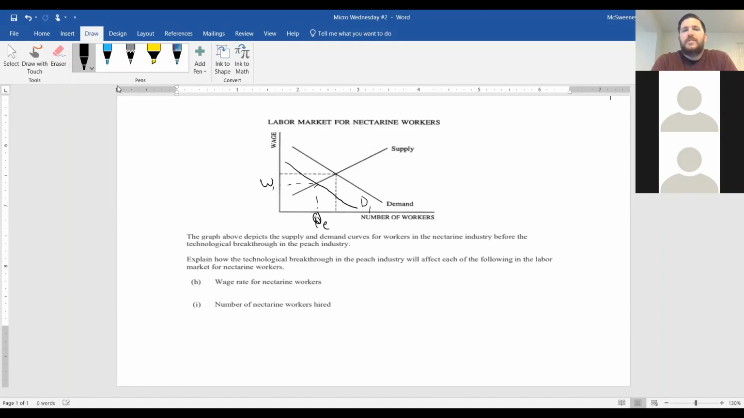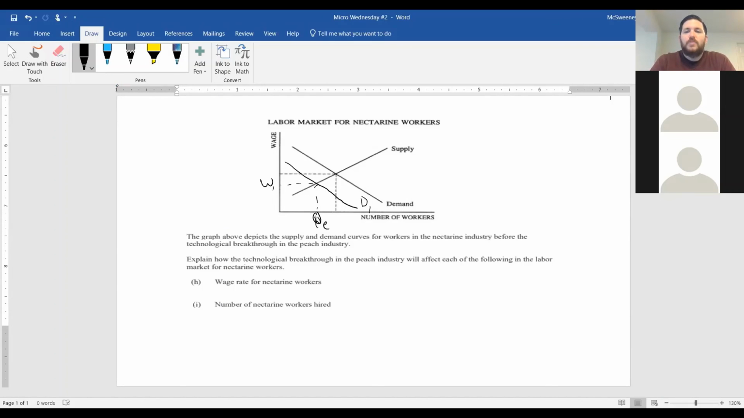Why? Because there's a decrease in demand for the product, so we no longer need the labor to produce the output. So the number of workers hired will also decrease. You could say that it's derived demand, or if you want to get very technical with it, you could say that the marginal revenue product, which is equal to the marginal product times the price of the good, is going to decrease. As the price of the good decreases, the marginal revenue product will decrease.